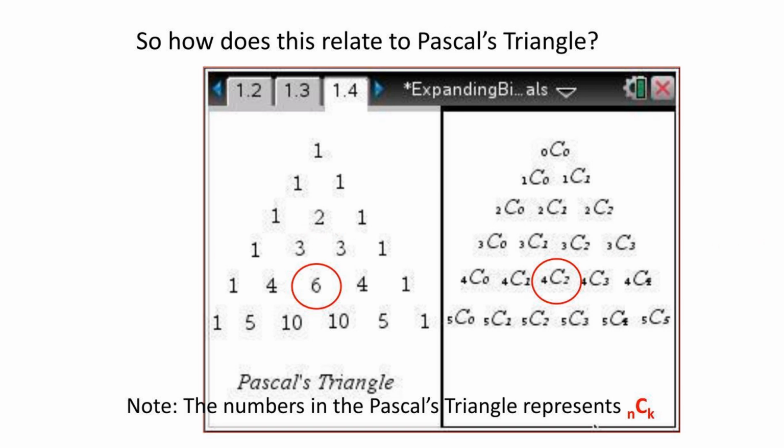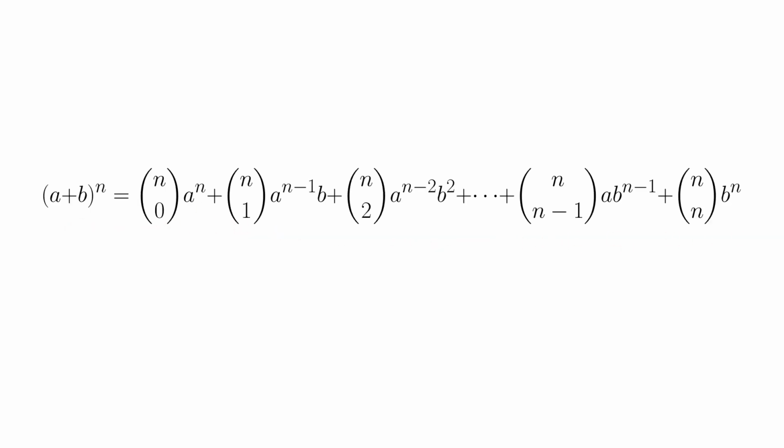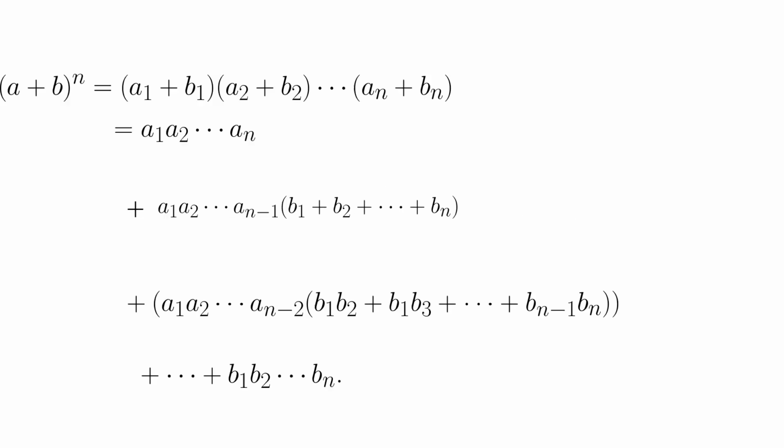(a plus b) to the power n is the product of (a plus b) multiplied by itself n times. For the sake of clarity, we label each factor with a subscript: (a1 plus b1) multiplied by (a2 plus b2) multiplied, all the way up to (an plus bn). When we expand this carefully, we notice the following.